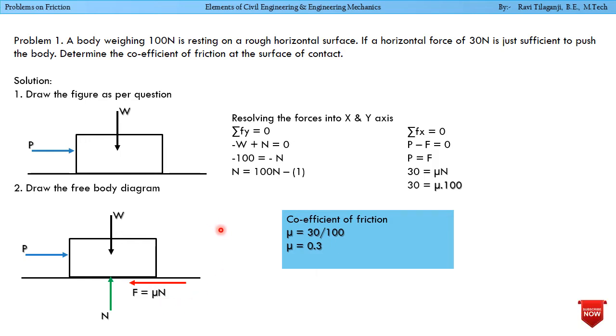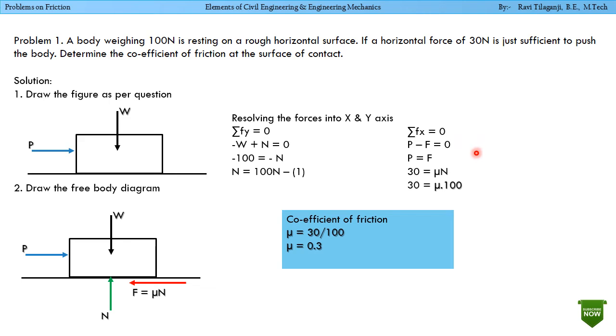So now considering this free body diagram, we are going to resolve the forces into X and Y direction. Summation F of Y equals 0: minus W, acting downward considering minus, acting upward considering plus. So minus W plus N equals 0, minus 100 equals minus N. N equals 100 Newton. So let us consider this as equation number 1.